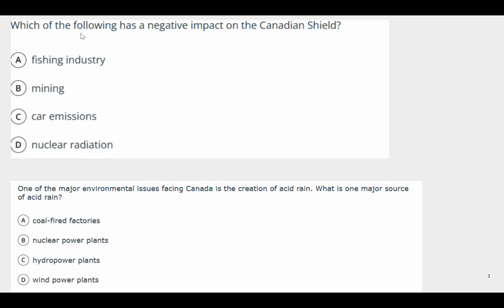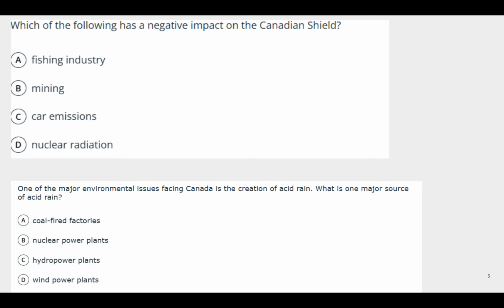Next, which one of the following has a negative impact on the Canadian Shield? When we're talking about the Canadian Shield, of course, car emission is going to be one of the things that's bad, but we're talking more in the bigger sense. That would be mining. We talked about how there's a mining issue in the Canadian Shield and how it killed a lot of the habitat. That is the major issue in the Canadian Shield.